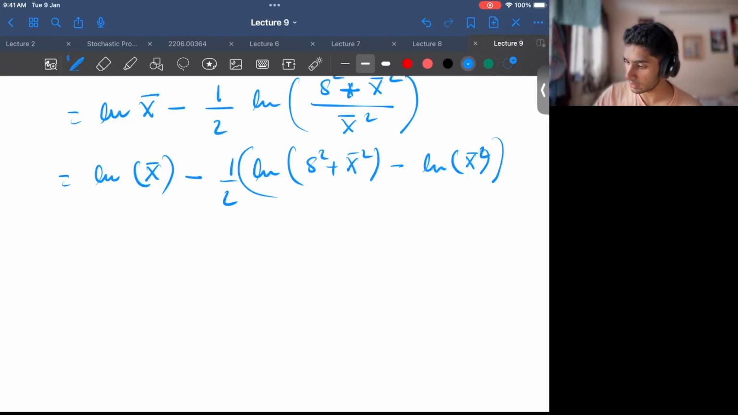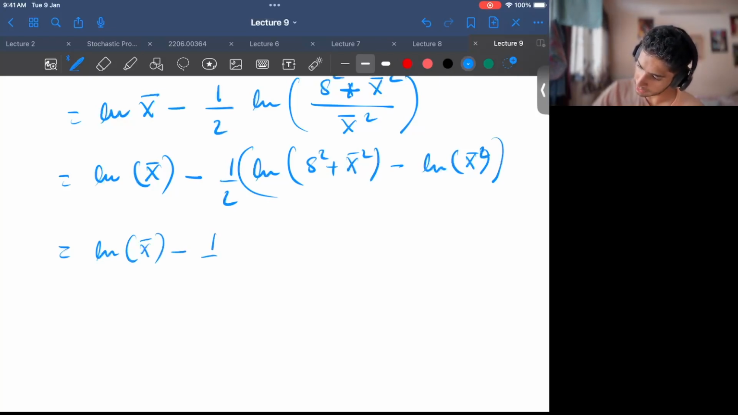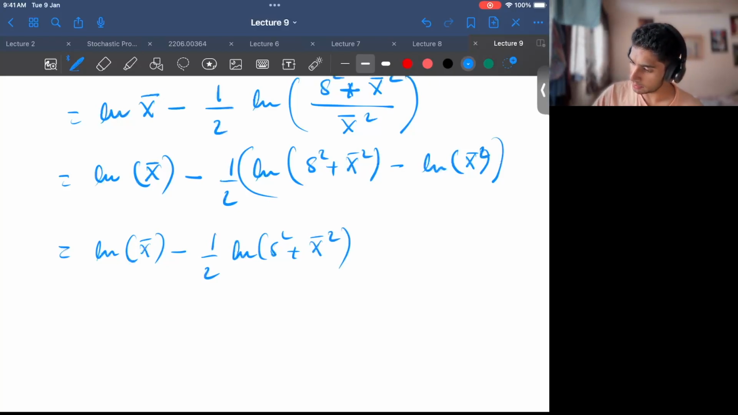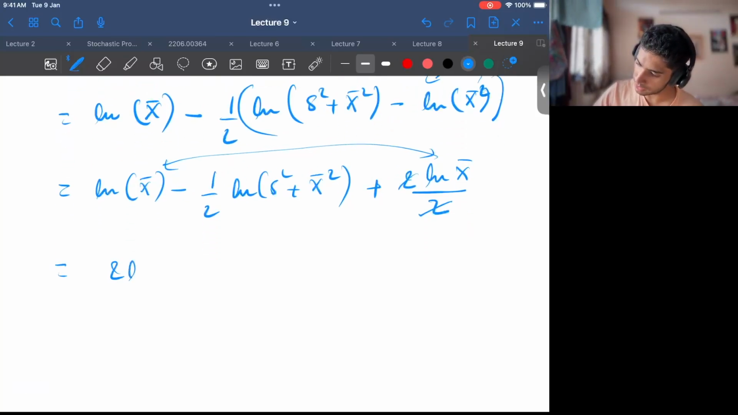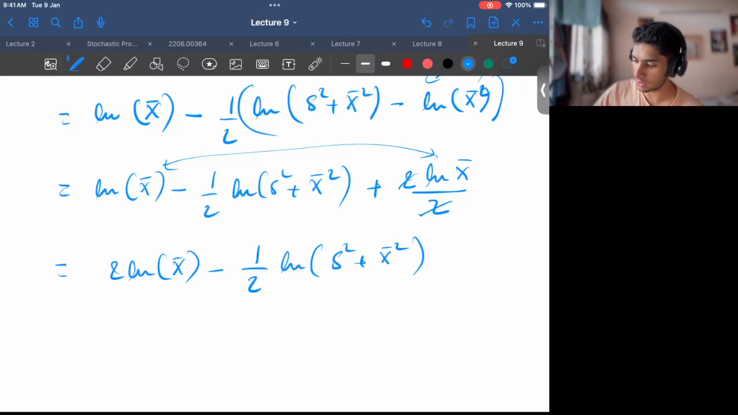So I think this thing will become ln of x bar minus half log of s square plus x bar square, minus minus will become plus. The 2 will come out, plus 2 ln x bar by 2. The 2s get cancelled. This thing gets added to this thing. This will become 2 ln x bar minus half ln of s square plus x bar square. This is your value of mu.